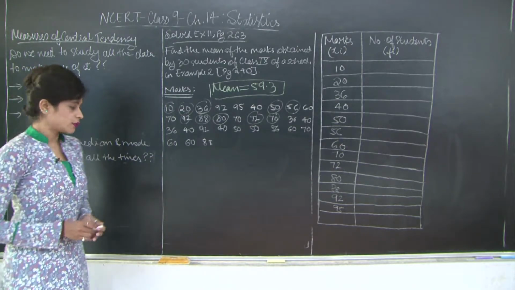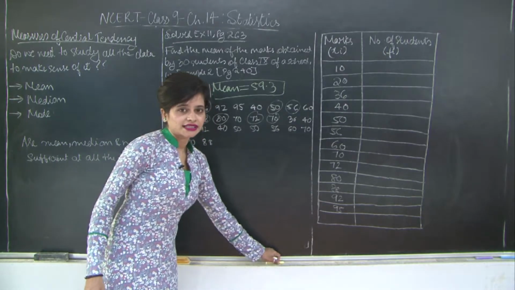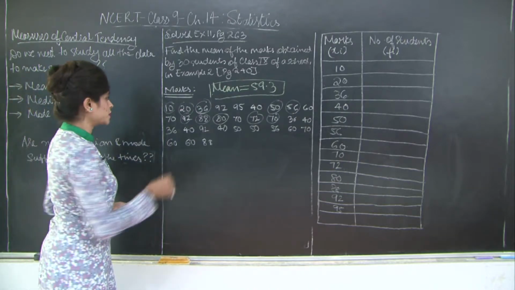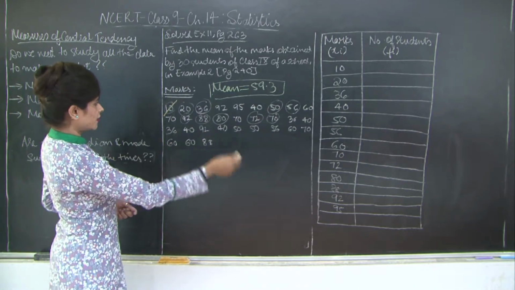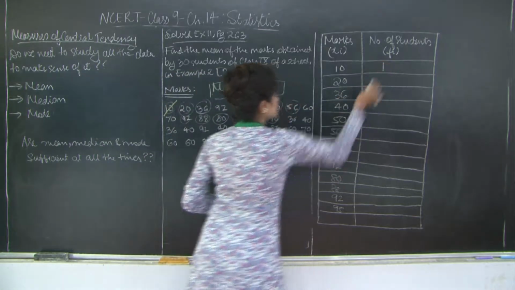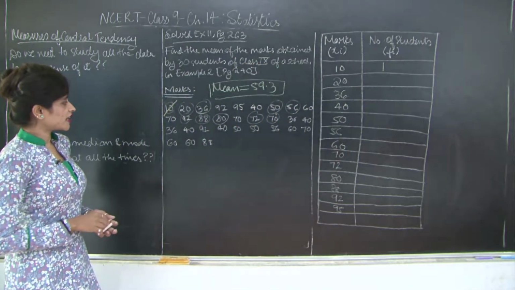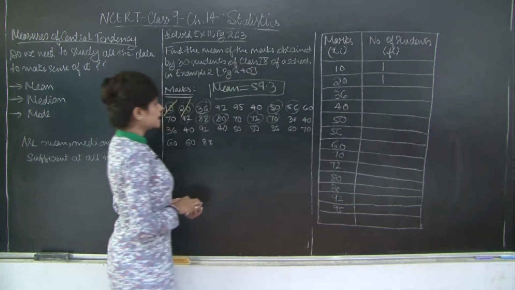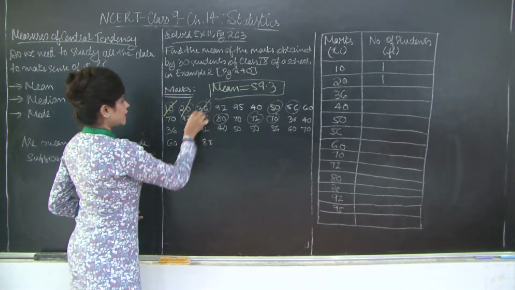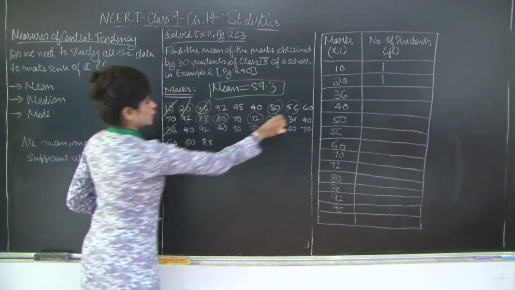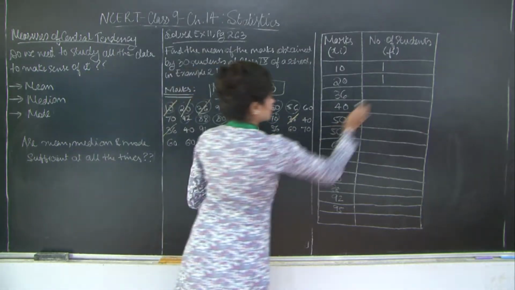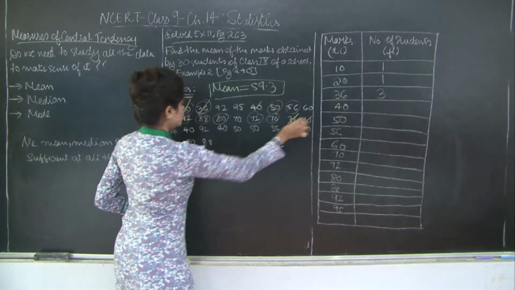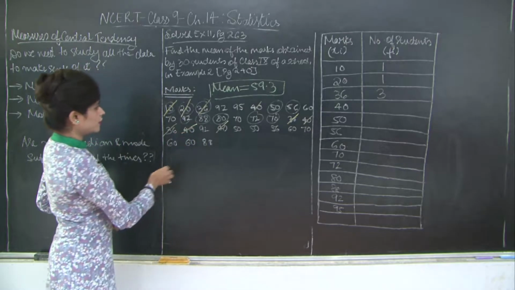Now let's write down the frequency. So I'm going to take the frequency of 10, that is the number of times 10 is repeated. So 10 has repeated just once. Then I have 20, so the number of times 20 is occurring is just once. Then again 36, for 36 I have 1, 2, 3. What about 40? I have 1, 2, 3, 4.